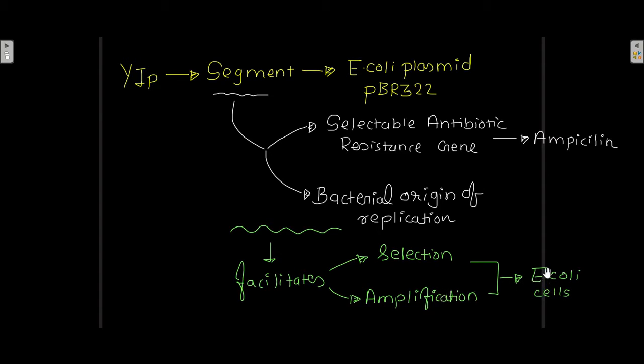You can do the selection of the transformed cells with YIP because of this selectable antibiotic resistance gene, and this YIP is capable of amplifying in the E. coli cells because of this bacterial origin of replication.